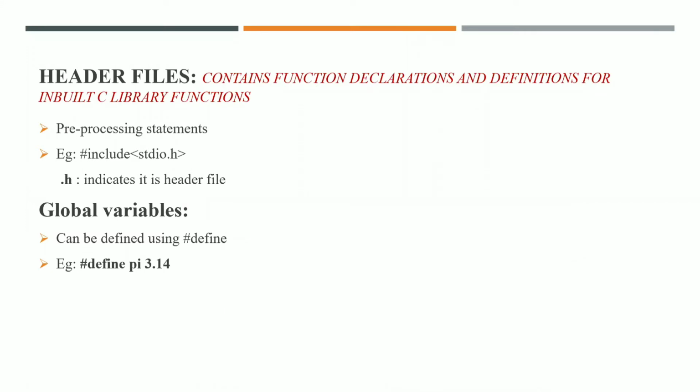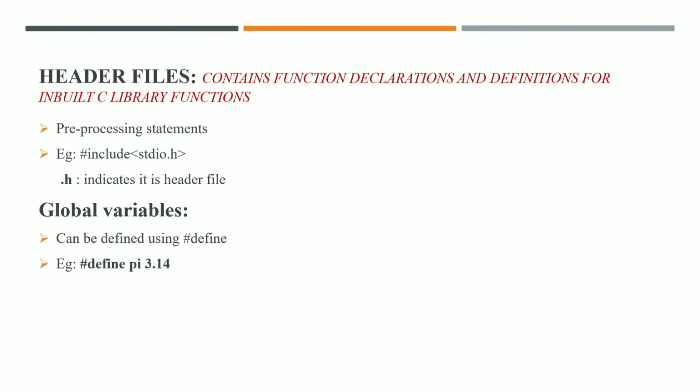The first statements of the program are header files. For example, we have #include <stdio.h>. .h indicates that it is a header file. So what are header files? Header files are those which contain function declarations and definitions for inbuilt C library functions or predefined C functions. For example, printf and scanf are the standard input and output functions which are defined and declared in stdio.h.